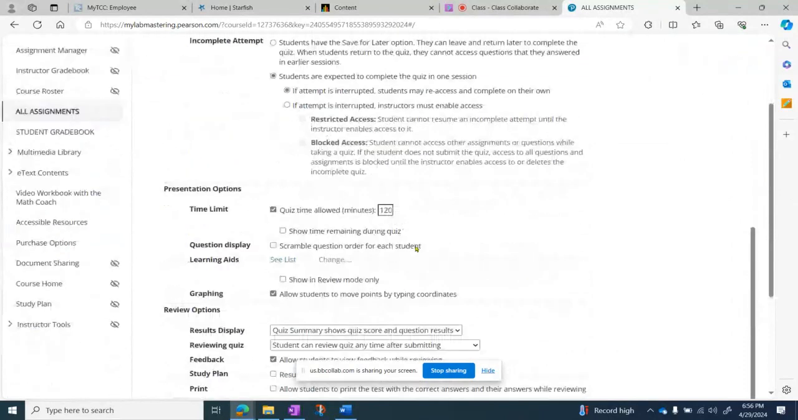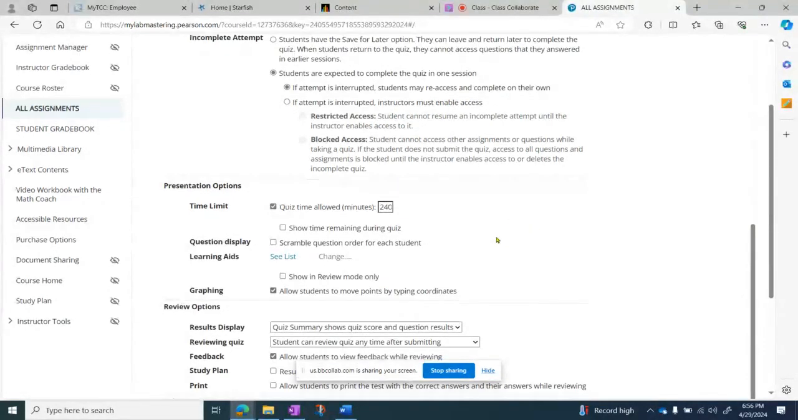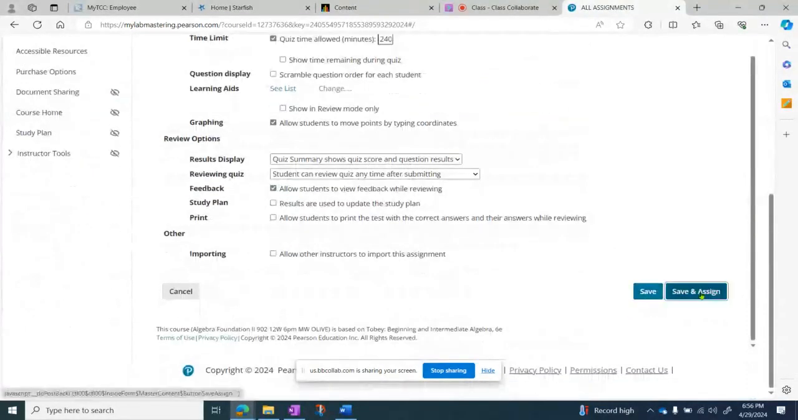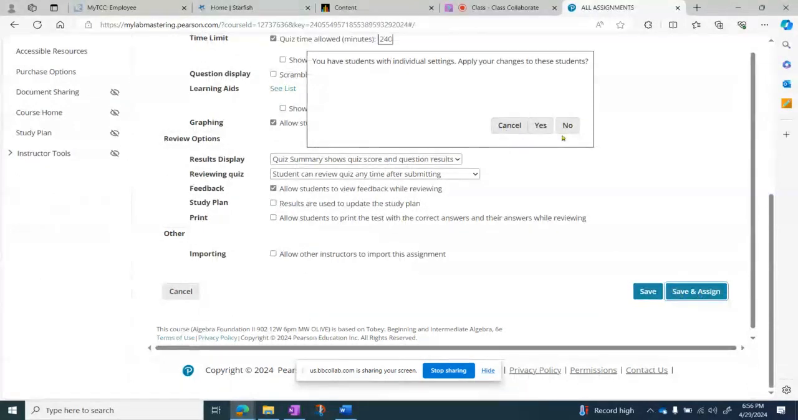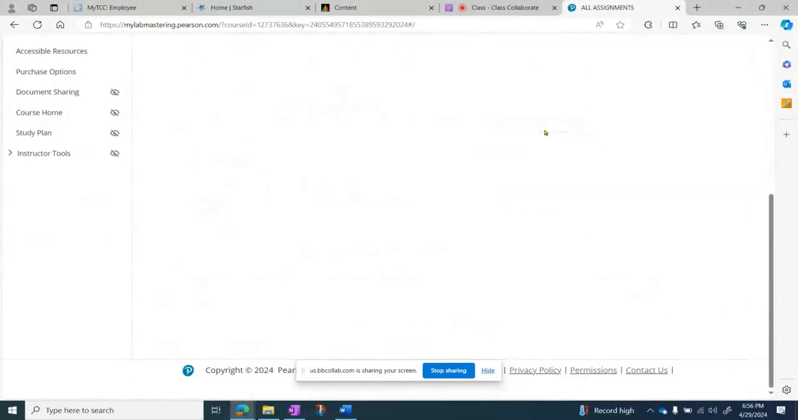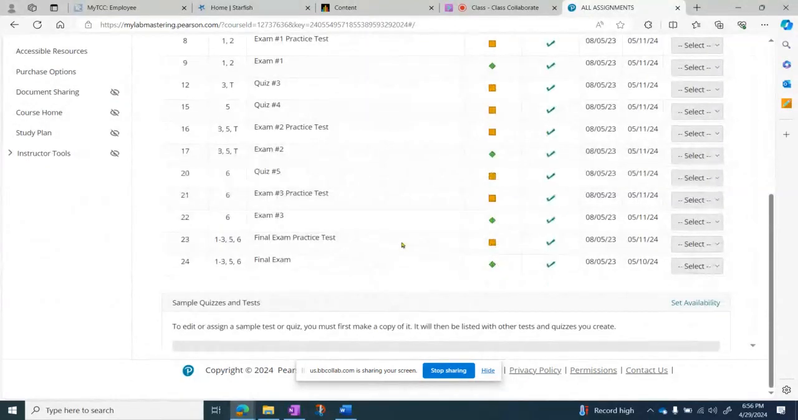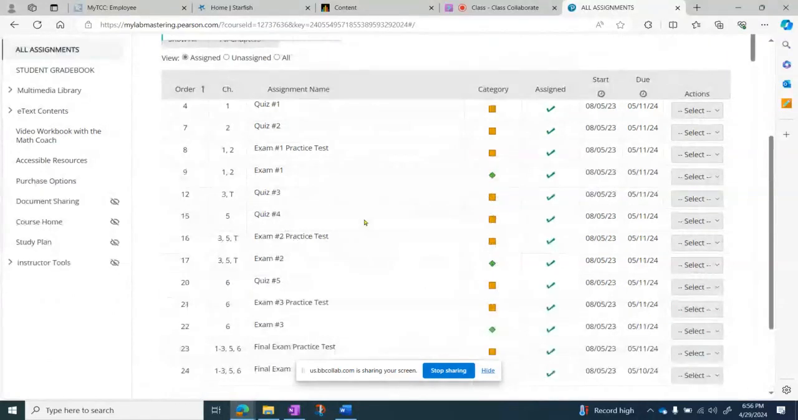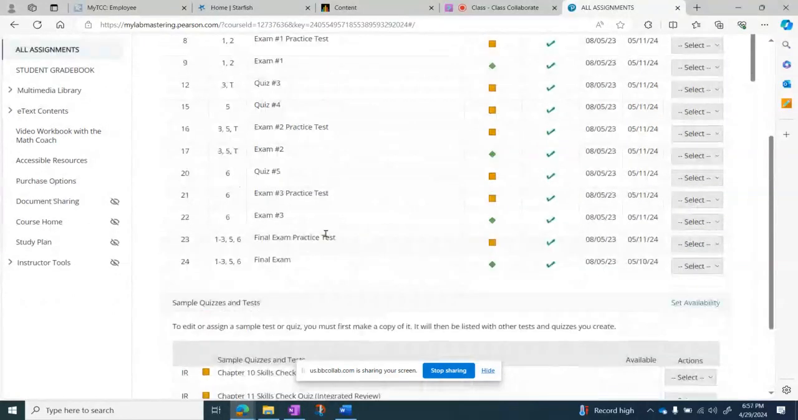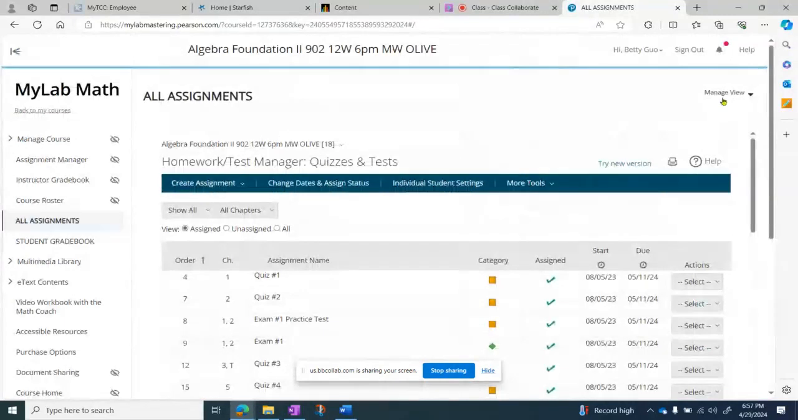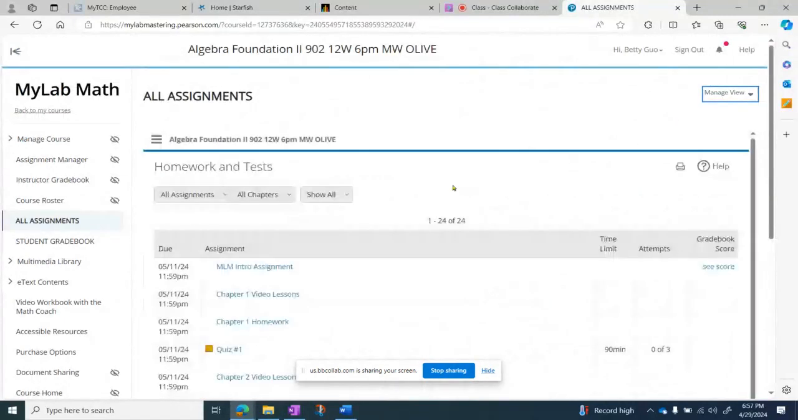Oh, it's right here. 4 hours. Then it won't cut us out. Let me save. Then we have 4 hours. That should be enough to get it done. Okay.